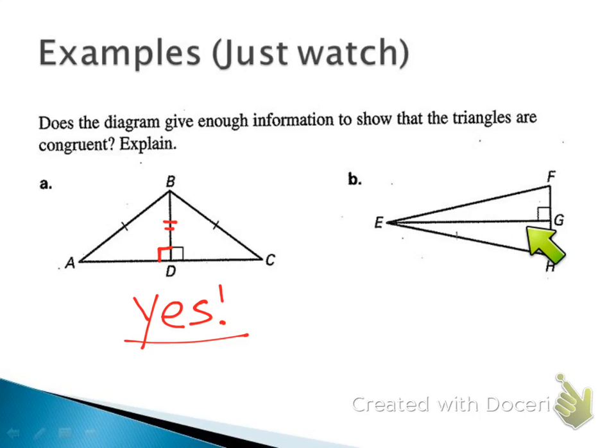Part B, again, 2 right angles. That's good. I see matching legs because it's the same segment. EG is in both triangles. Do I have matching hypotenuses? Do they match? Are they labeled as being congruent? No. So this one is a no. You have 2 of the things you need, but you're missing the 3rd one. What are your questions on these 2 examples?